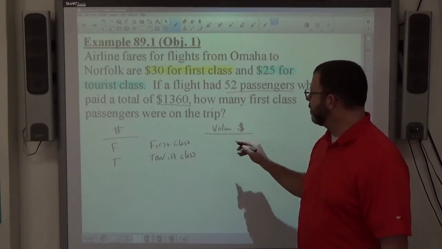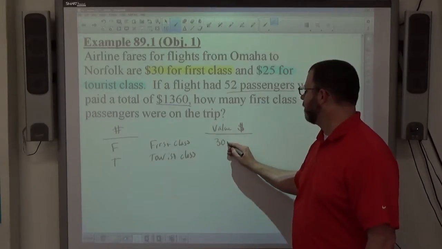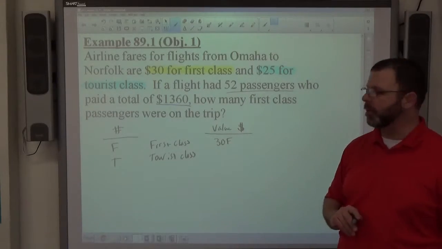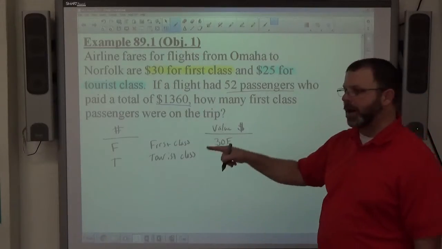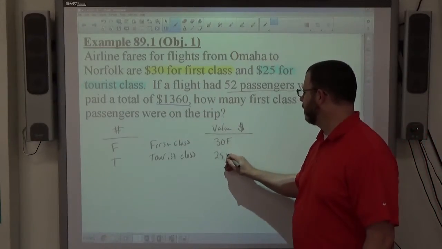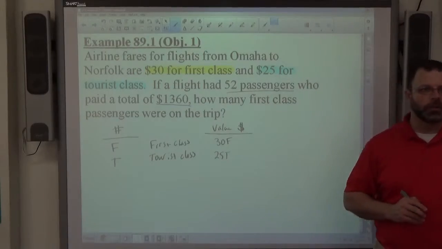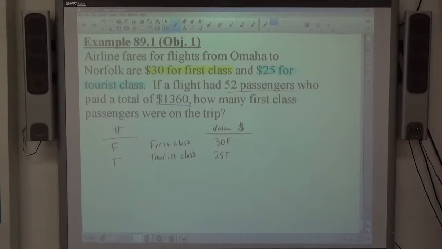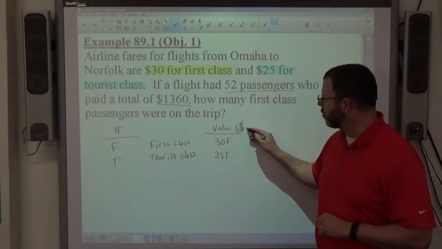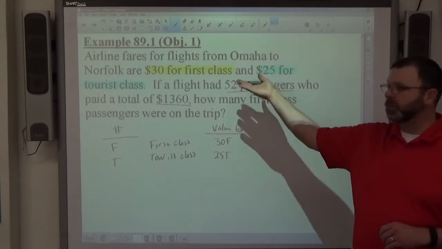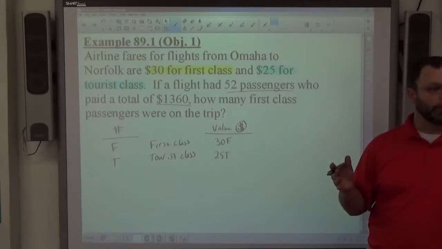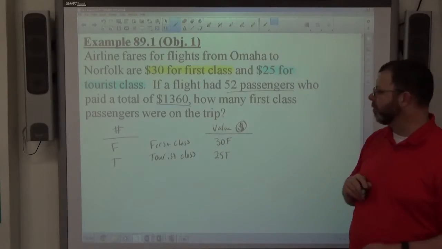So every first class ticket costs $30, and we bought F of them. So 30 times F is how much money we're spending on those. And every tourist class ticket costs $25. We're buying T of them, so 25 times T is how much we're spending on the tourist class tickets. So again, the same scenario as it was with dimes and quarters and nickels and pennies, right? All right. The only slight difference is everything here is in dollars because they gave me values in dollars. Okay, quarters worth 25 cents, the ticket's worth $30. So the value of things is the same value as the money they're giving me.